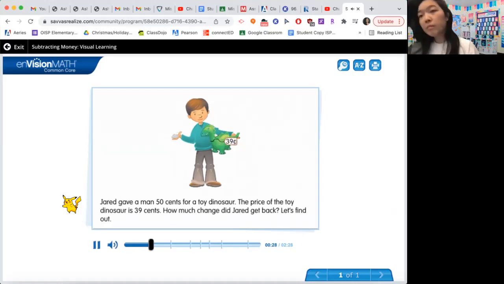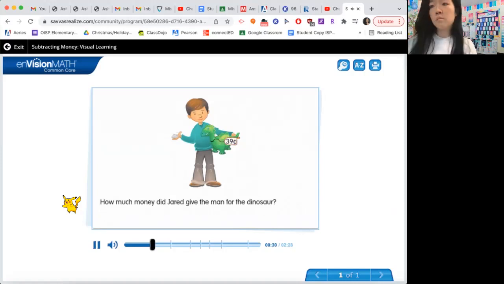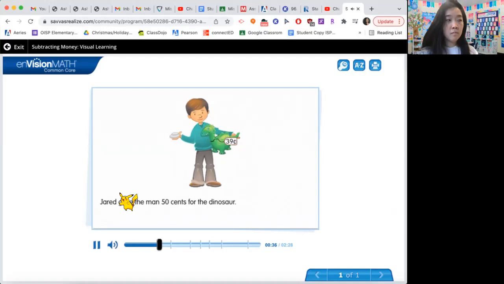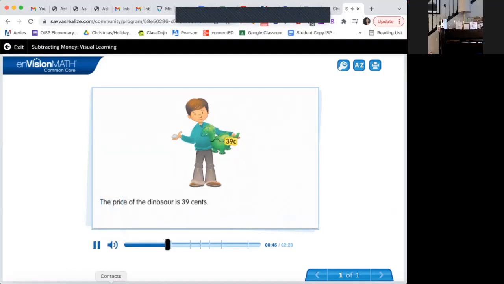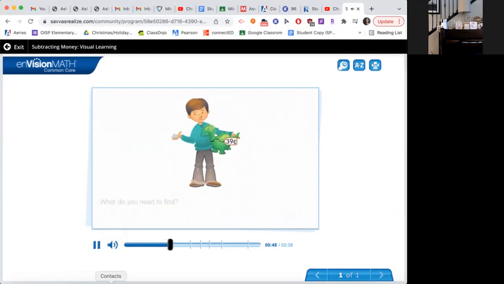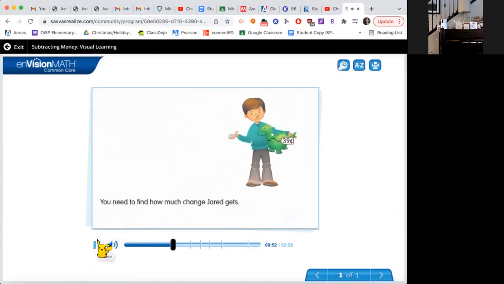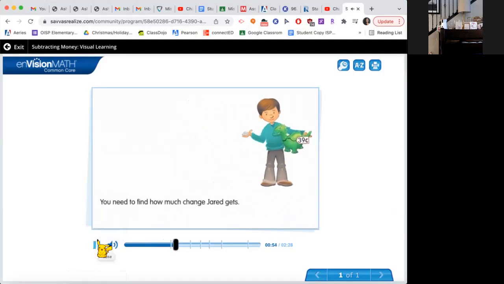Let's find out. How much money did Jared give the man for the dinosaur? Jared gave the man 50 cents for the dinosaur. What is the price of the dinosaur? The price of the dinosaur is 39 cents. What do you need to find? You need to find how much change Jared gets.